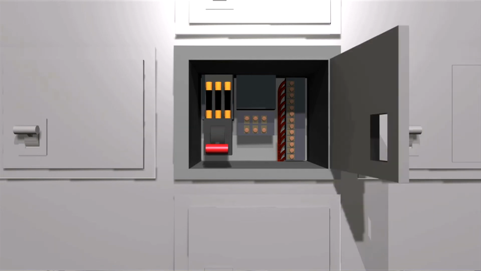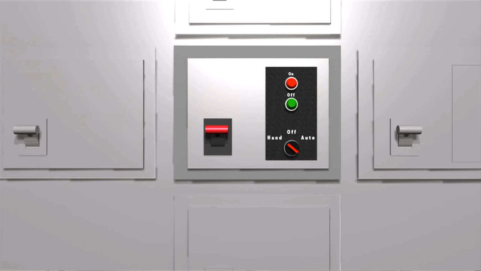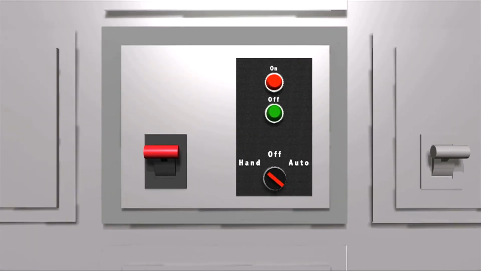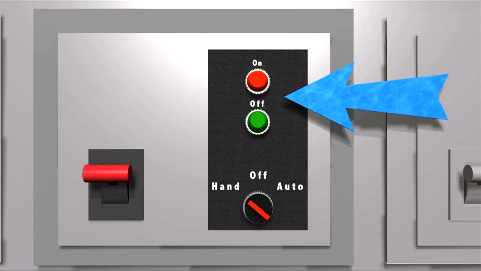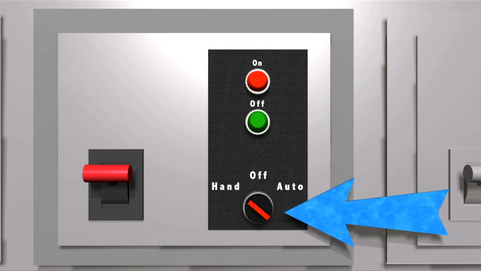There is also a combination motor starter. These consist of the same disconnect switch and breaker, but also have two other features. It has a start-stop switch to manually turn the motor on and off. It also has a hand-off auto switch. When this switch is in the auto mode, it allows another source to control the motor.